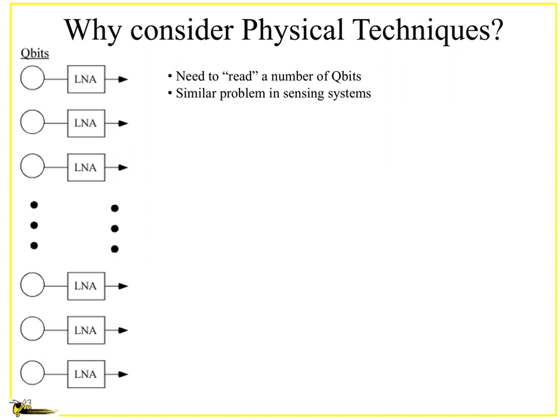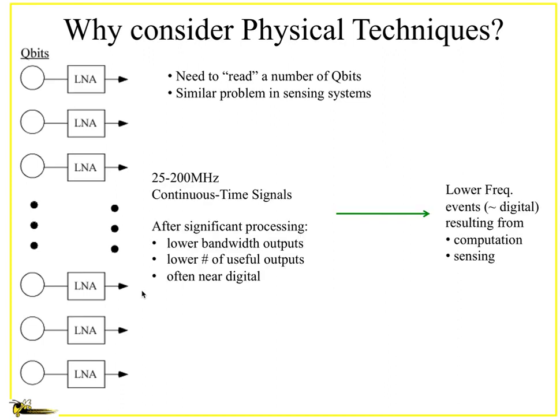So the big question is, why would I want to consider any of the physical techniques to do this? Well, imagine I have an interesting problem where I have a whole range of qubits, and I can imagine having a whole bunch of them here, and then I maybe have some LNA, which might also have some mixers to them, and then I still need to read out that resulting signal and find a reasonable structure to it. Now, a lot of other classical problems may have a similar situation. I might need to deal with some sort of sensing problem. If I'm in this situation, typically I'll have signals at 25 to say 200 megahertz, are rough numbers.